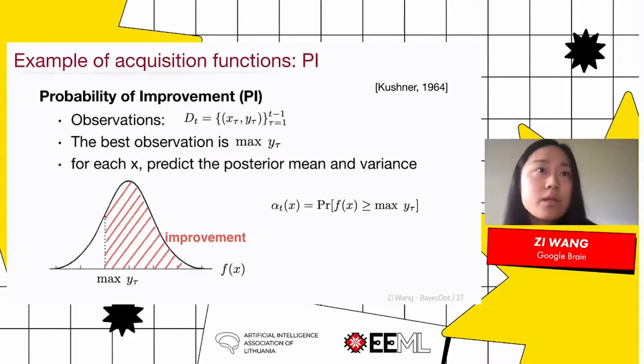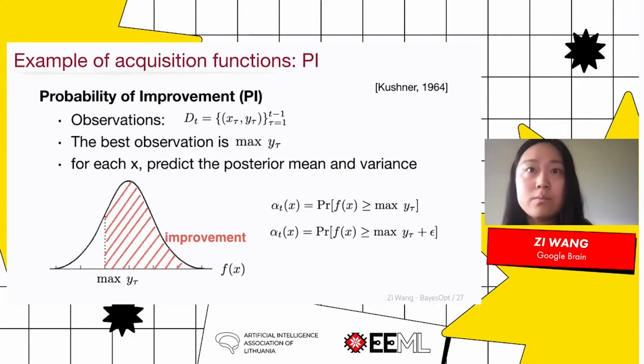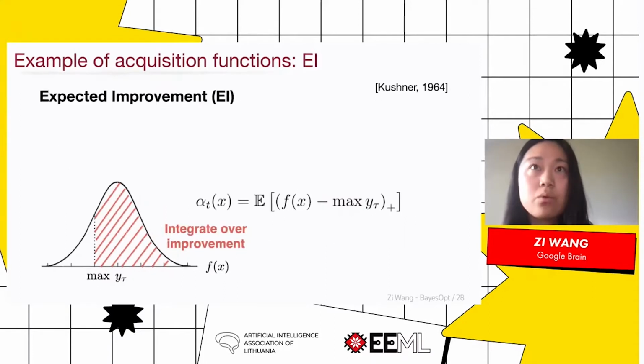Except that it sometimes doesn't work super well in practice. So what people do is to add a small epsilon to this max of y tau to give it more power to explore.